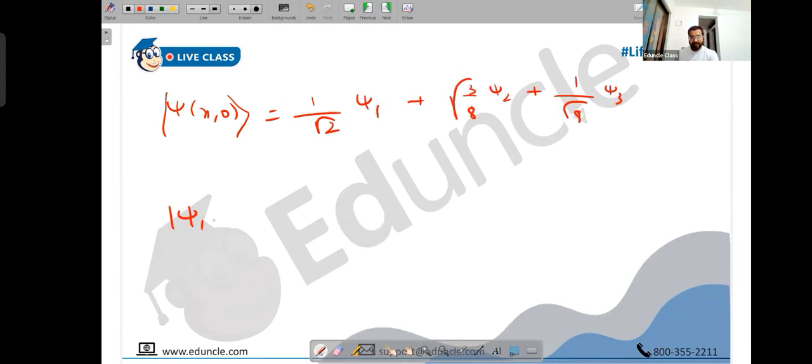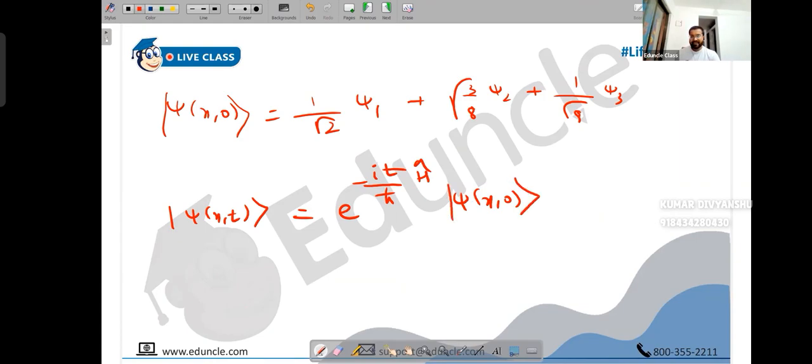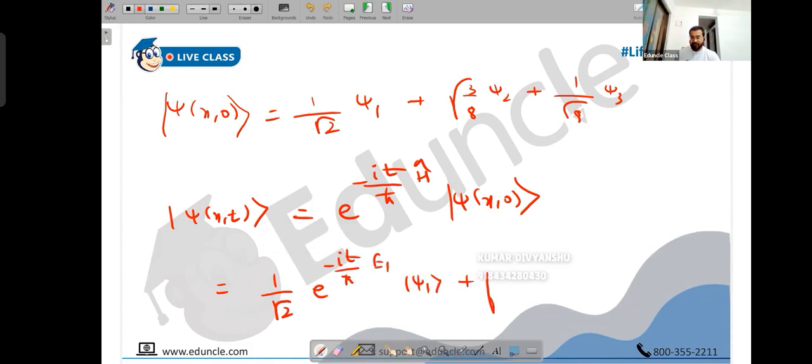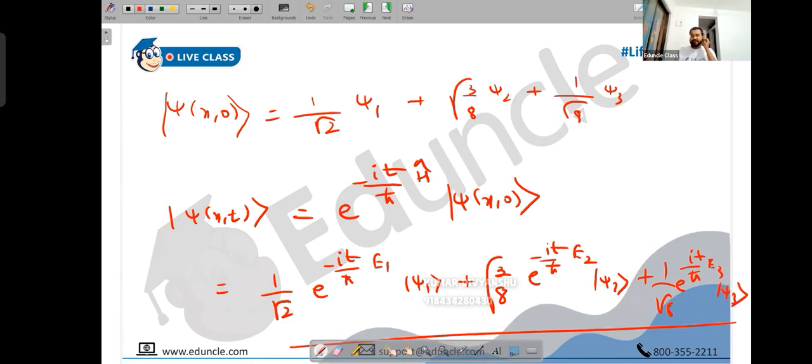So people, what is psi of x comma t? If you remember, it is e raised to minus iHt upon h cut into H cap into psi of x comma 0. But this is only a step. You can write the answer directly. When H cap multiplies on this, you get E1, H cap on this E2, H cap on this E3. So psi of x comma t is 1 upon root 2 e raised to minus iE1t upon h cut into psi 1, plus root of 3 by 8 e raised to minus iE2t upon h cut into psi 2, and then 1 upon root 8 e raised to minus iE3t upon h cut into psi 3. Clear people?